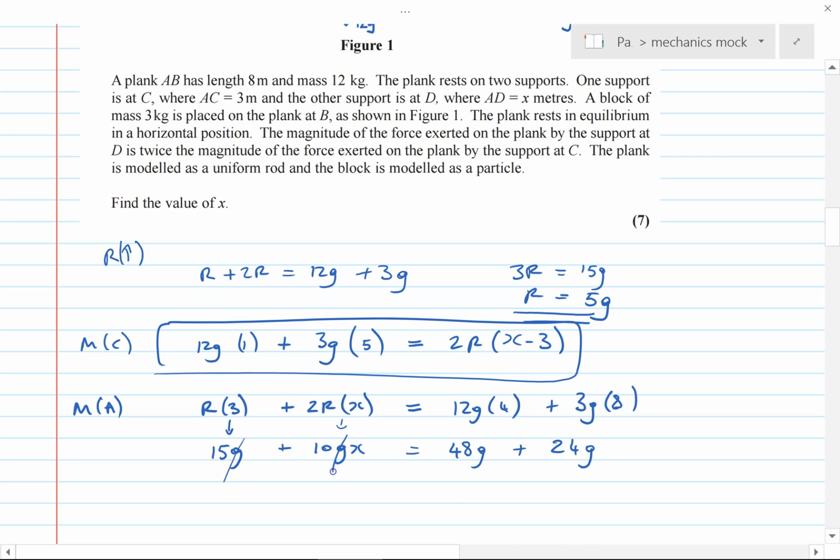Now g cancels from everything. That will give us 10x equals 57. So x equals 5.7 meters. Okay.